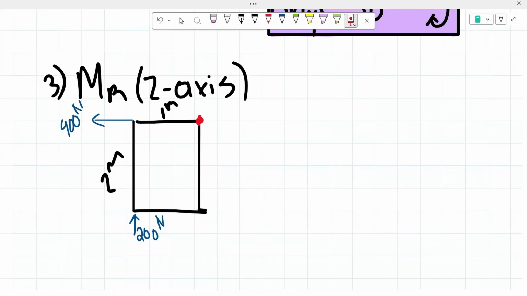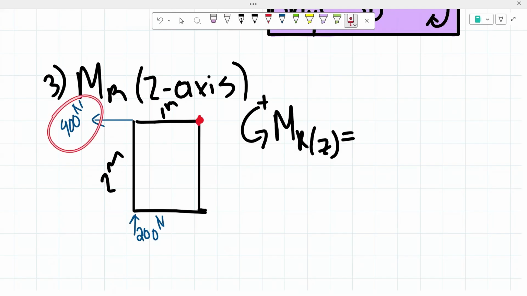Since it lies on that z-axis, we have that 400 newtons going to the left from that corner, the 200 newtons acting upwards on that corner. We have our 1 meter and our 2 meters of dimensions, and now we can proceed to finding that resultant moment. So remember, counterclockwise, positive, and our resultant moment about that z-axis is equal to, for this 400 newtons, not going to be creating a moment because it intersects this axis right here. So remember, our distance is going to be 0 for this horizontal force. So that means that that moment is going to be 0. So we don't have to write that out.